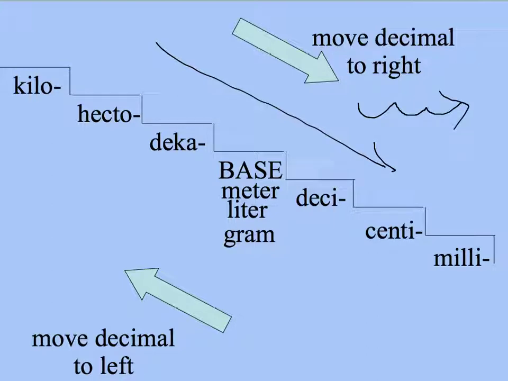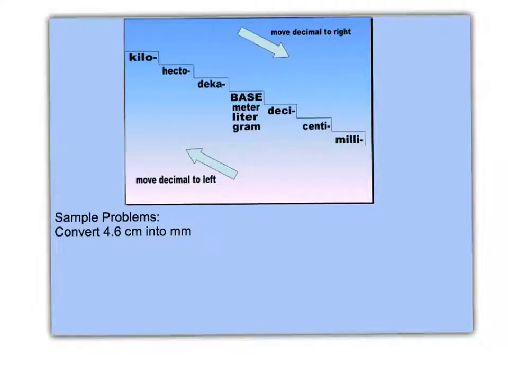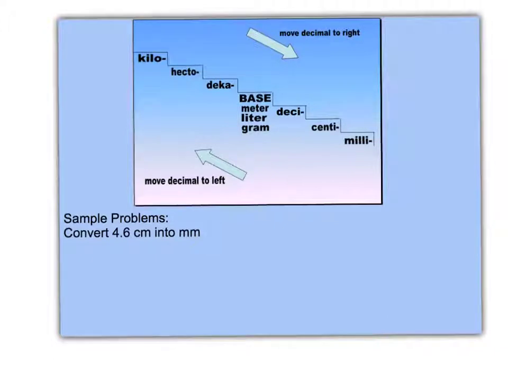Likewise, if we want to move from something small to something big, we move our decimal to the left. So we're going to look at some examples right now. Here's our first sample problem. We want to convert 4.6 centimeters into millimeters. So let's look at where those two are.